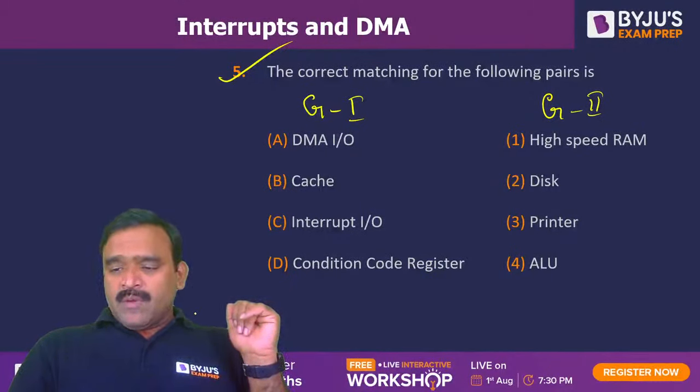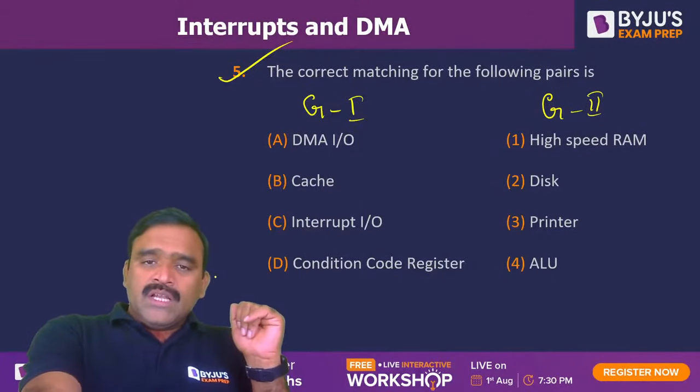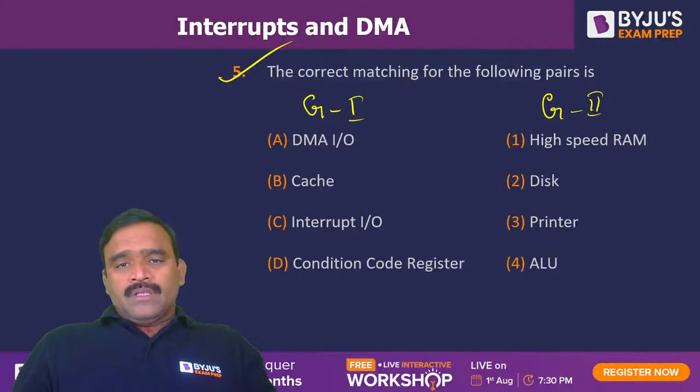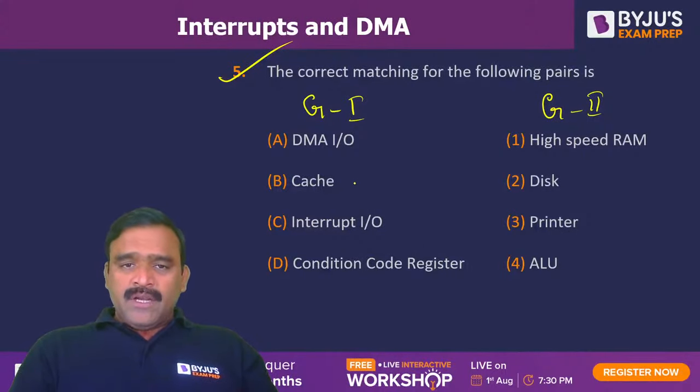DMA IO is direct memory access. So here, what is mapped to what? Please answer this. I am just doing it. A cache memory is what? High-speed RAM. Cache memory is a high-performance buffer placed between the CPU and main memory. So B is related to 1.